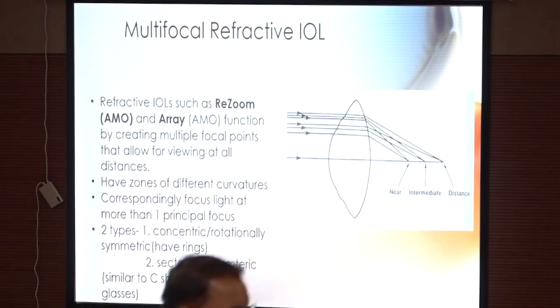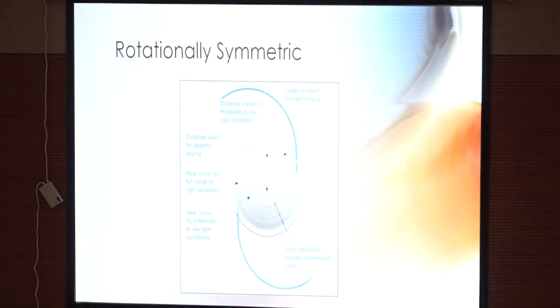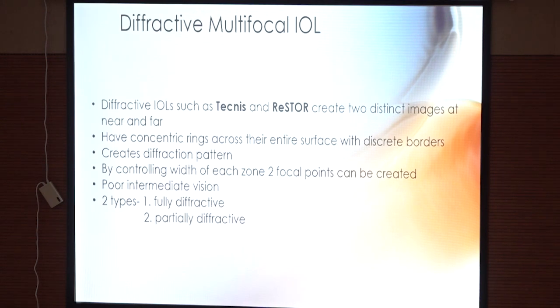They can be symmetric or they can be asymmetric. These are the symmetric refractive type of multifocal IOLs. The distance vision is in the center, and then the near and then the distance. So there are basically zones in this. There are no gratings on it. In the diffractive, we have gratings. We have borders, discrete borders.